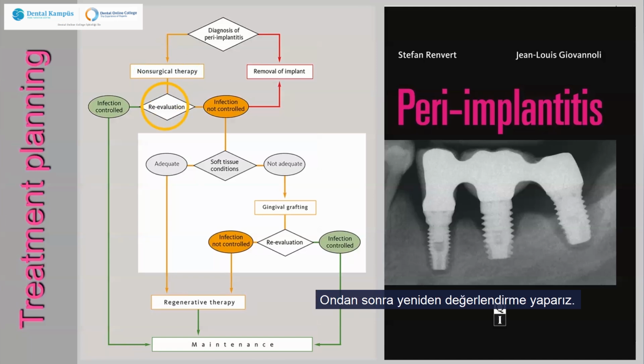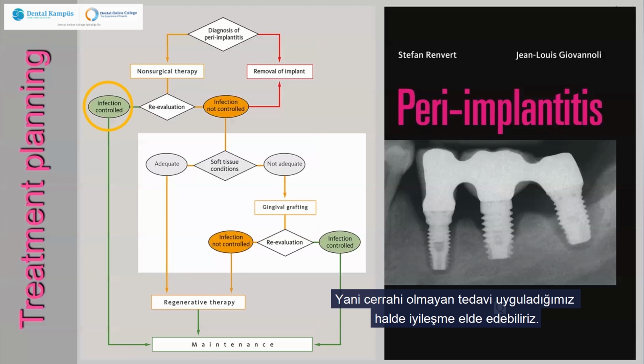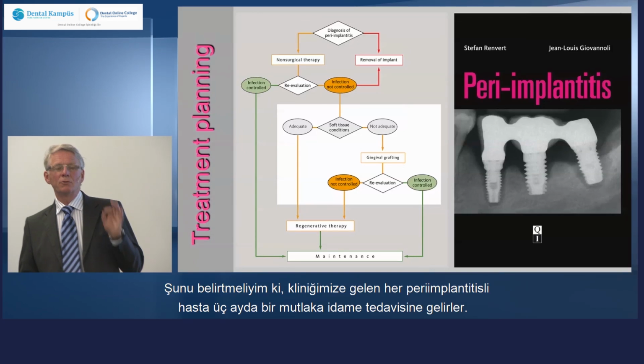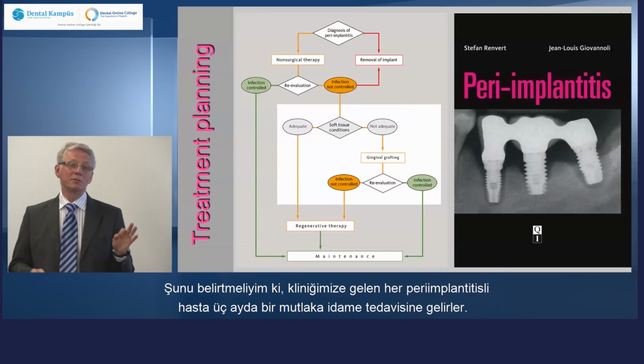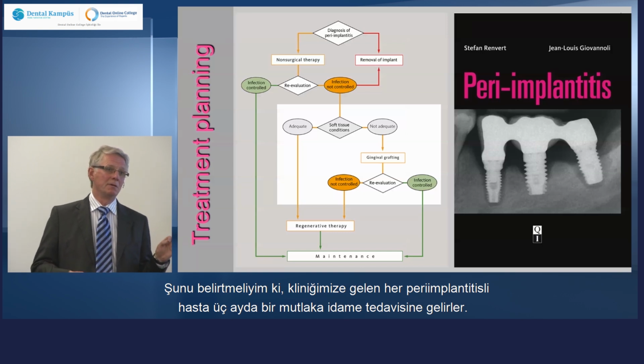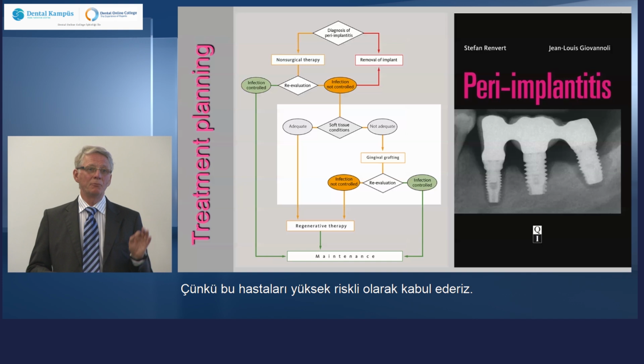We do a reevaluation after that, and it happens that in some cases the infection is controlled. I mean, we got healing, although we have only performed non-surgical therapy. If so, the patients go down here to the maintenance schedule, and we assign a patient an individual maintenance therapy. And I could already now say that when we have patients in our clinic that have had periimplantitis, they always go every third month for maintenance, because we consider them as high-risk patients.